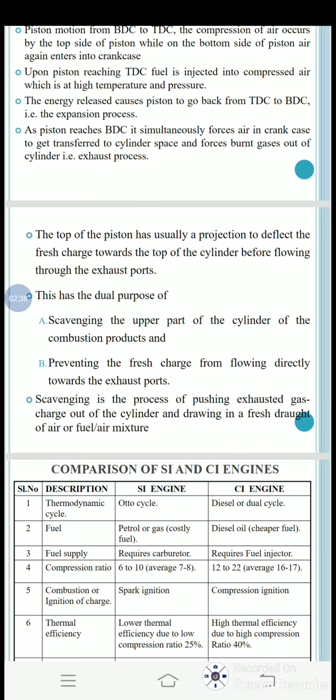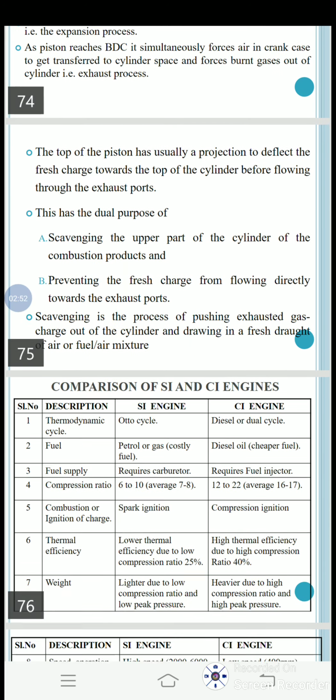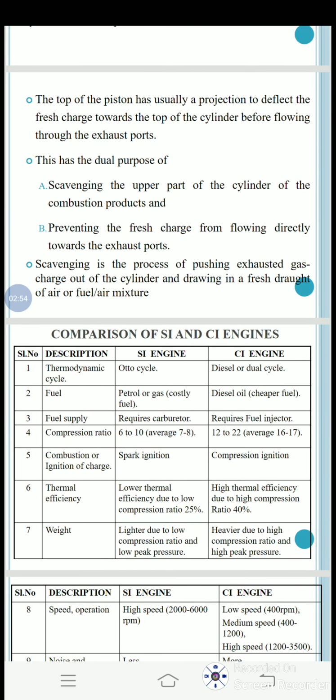So what do you mean by scavenging? Scavenging is the process which occurs in the 2-stroke engine, of pushing the exhausted gases out of the cylinder and drawing in the fresh charge in the cylinder. So how can we differentiate the SI engine and the CI engine?